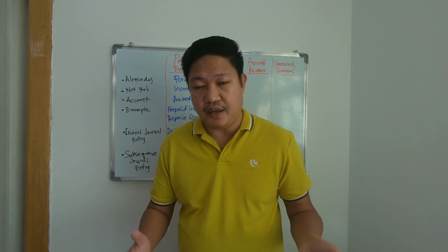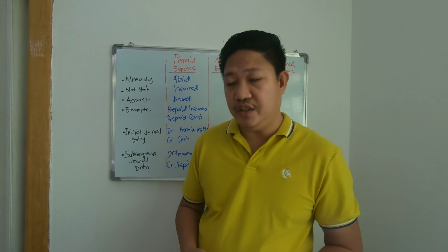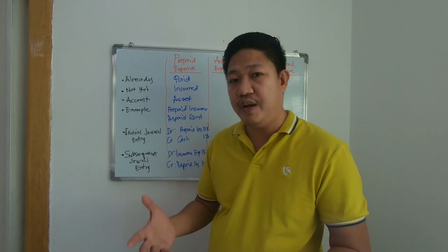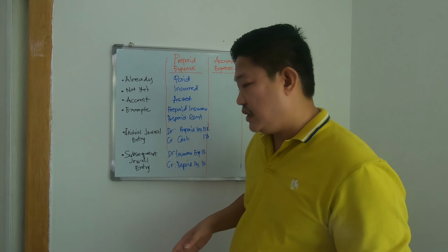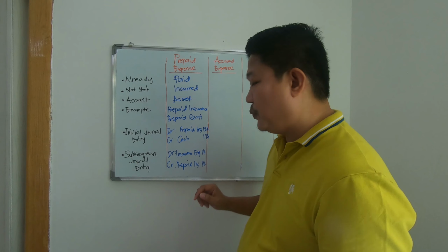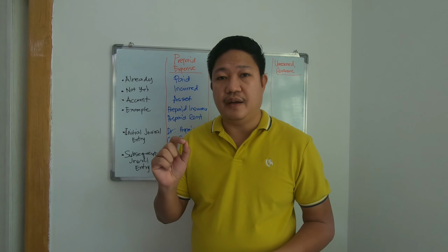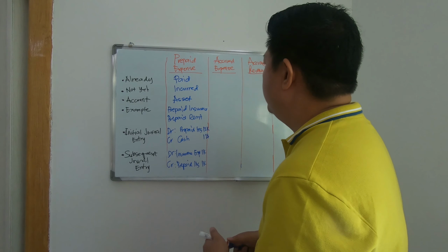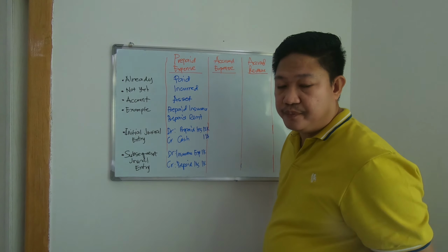Now, if you prepare a balance sheet, your prepaid insurance in your balance sheet will become 11,000, and the 1,000 insurance expense will be part of your P&L as expense. Okay? We move to accrued expenses.